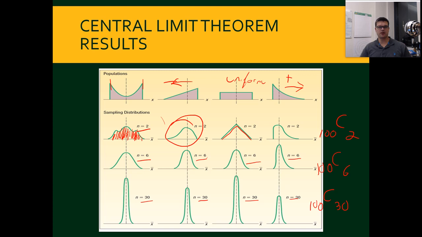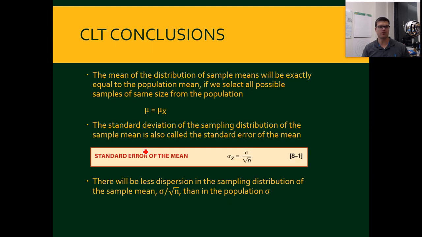The sampling distribution. So this right here, these are all sampling distributions, and the reason why these are sampling distributions is these are distributions of the mean of these samples. So this is a distribution of the means of samples of 30. Okay. And then these are all means of samples of 6. This right here is all means of samples of 2.